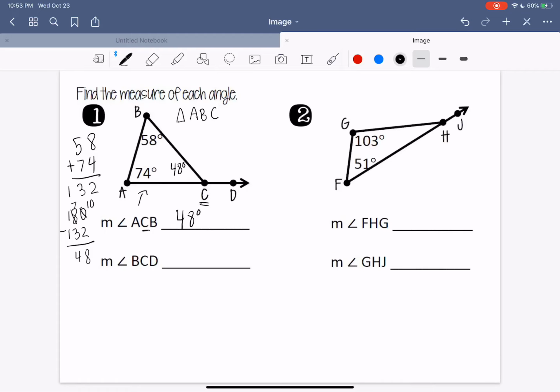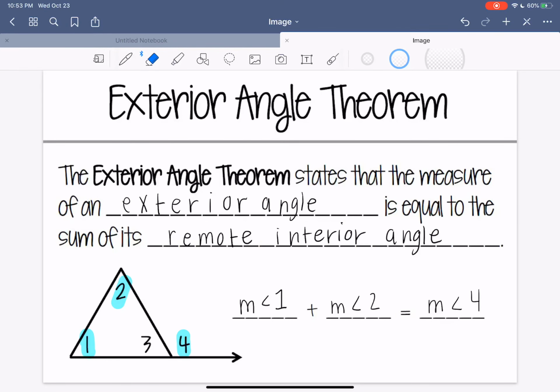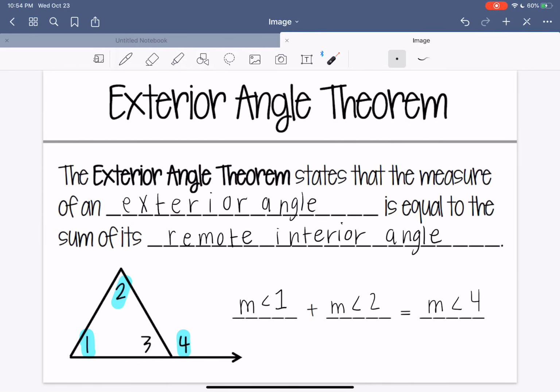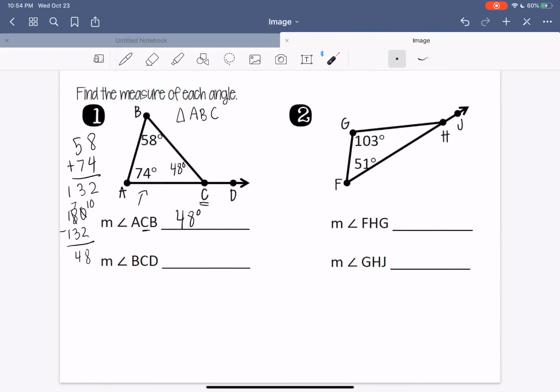But this one says the exterior angle theorem. Again, it states that the measure of an exterior angle is equal to the sum of its remote interior angles. So here, the measure of angle BCD is, like they said, the sum of its remote interior angles. Those ones, when you add them together, which we already did to find the measure of angle ACB, was 132 degrees.